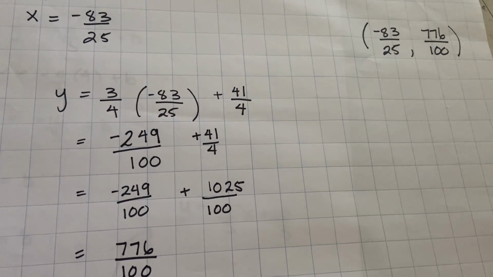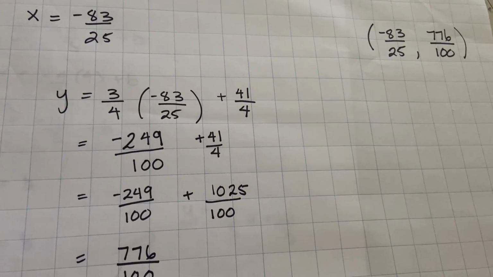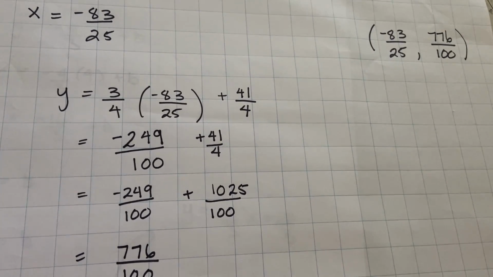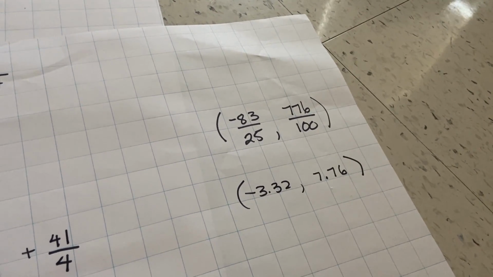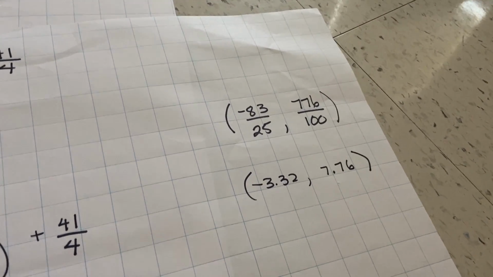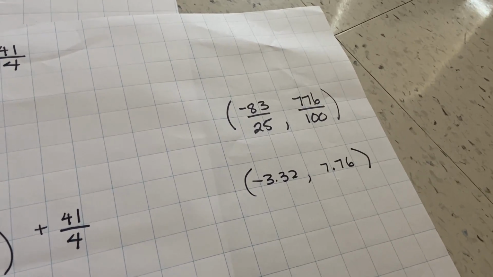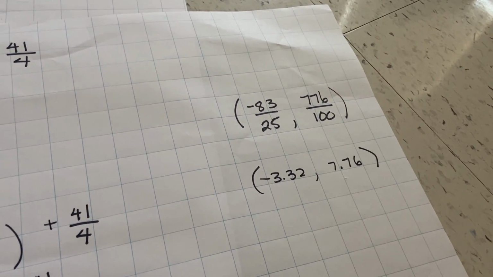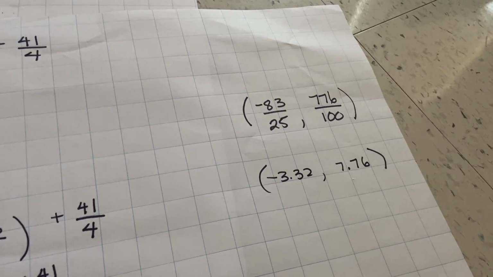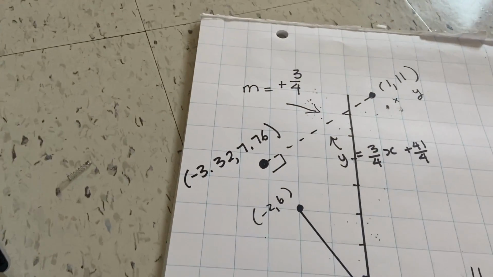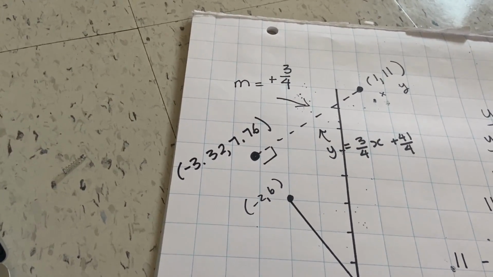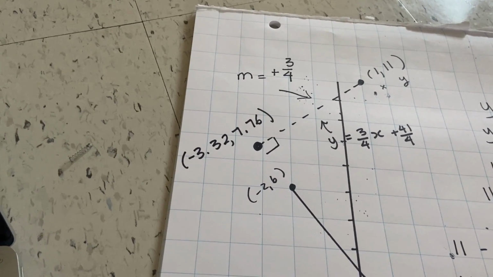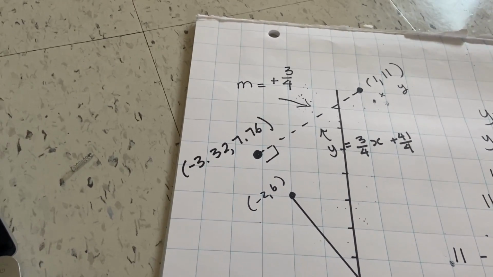Let's change those numbers to decimals just to make it easier to work with for the rest of the question. When I change my work to decimals, I get that the intersection point of the height and the line for the base is (-3.32, 7.76). So I can see over here on my original graph that the height goes from (-3.32, 7.76) all the way up to (1, 11).